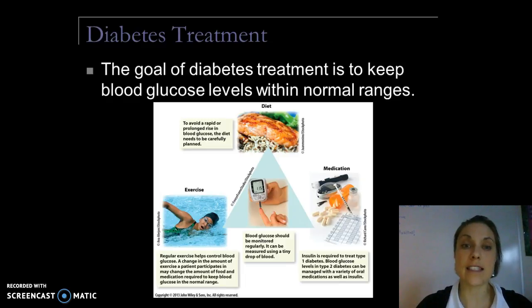On the other hand, in type 2 diabetes, diet can really be used to avoid rapid or prolonged rise in blood glucose, and can be carefully planned with the help of a registered dietitian. For nutrition majors, a diabetes educator could be one route that you specialize in, either in a hospital or in an outpatient facility. Regular exercise also helps control blood glucose. A change in the amount of exercise a patient participates in can really change the amount of food and medication required to keep blood glucose in the normal range, even without weight loss.